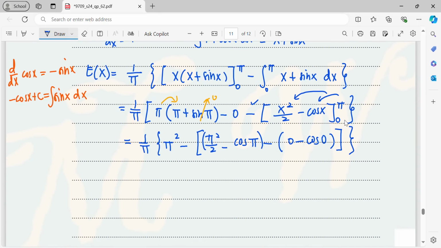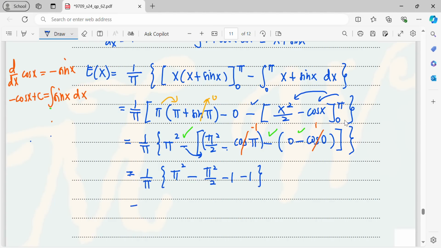Okay, so when you look at here, cos pi is minus 1. Cos 0 is 1. So then from here, you will be getting 1 over pi, squared. Bring in the minus, so minus pi squared over 2. So the minus and minus is a plus, but then another minus, so end up with minus 1. Now this minus, minus, minus, so total will be minus 1. So here I get minus 1.